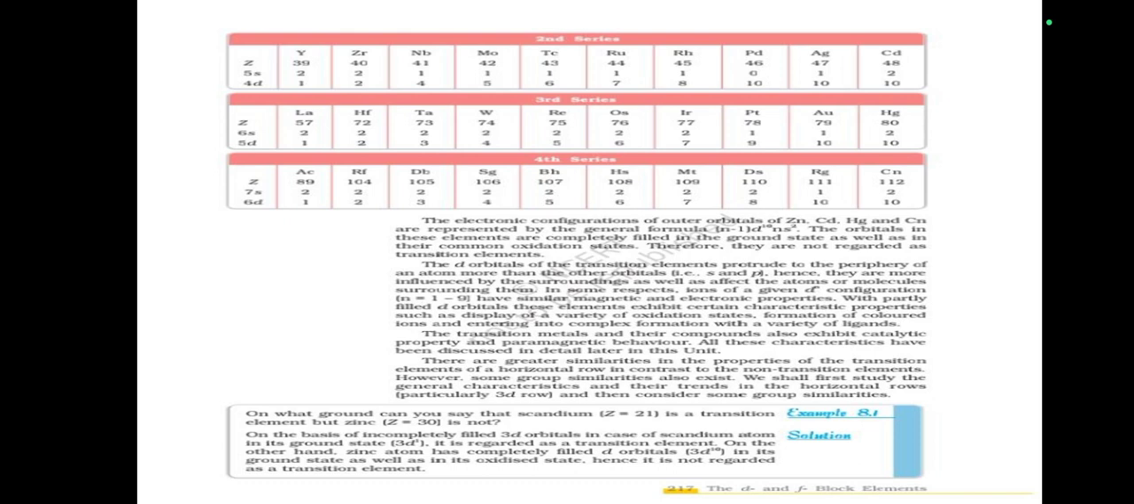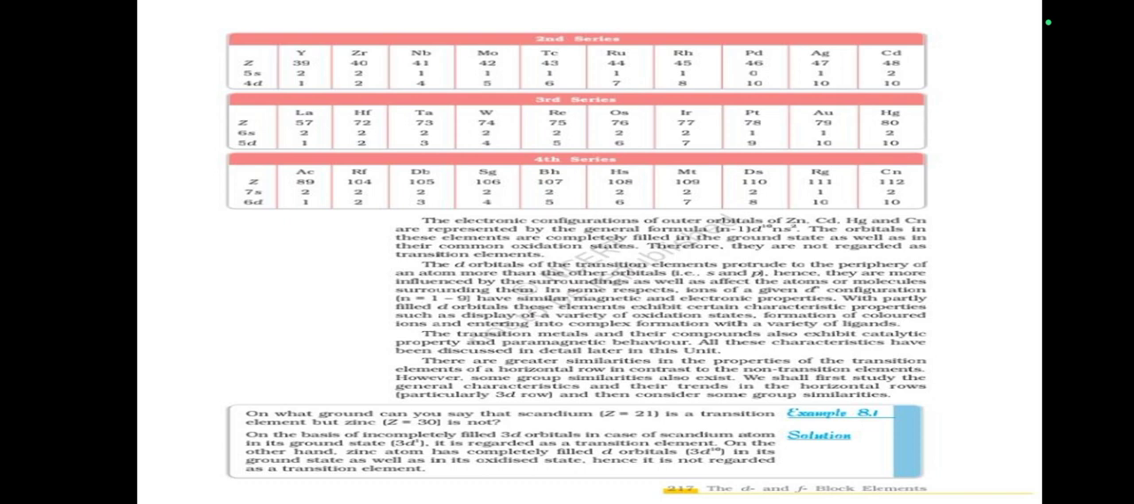Elements with a given d configuration, n equal to 1 to 9, have similar magnetic and electronic properties, such as the display of a variety of oxidation states, formation of colored ions, and entering into complex formation with a variety of ligands. The transition metals and their compounds also exhibit catalytic property and paramagnetic behavior. All these characteristics have been discussed in detail later in this unit.